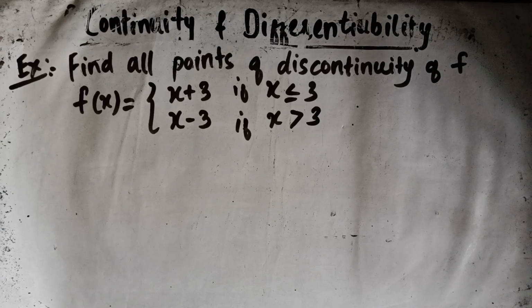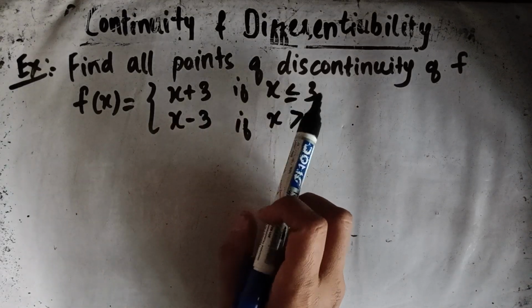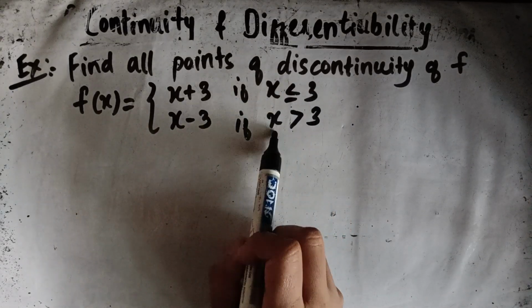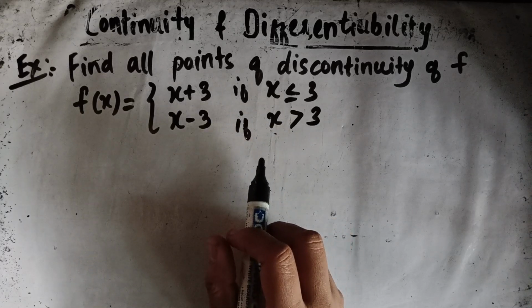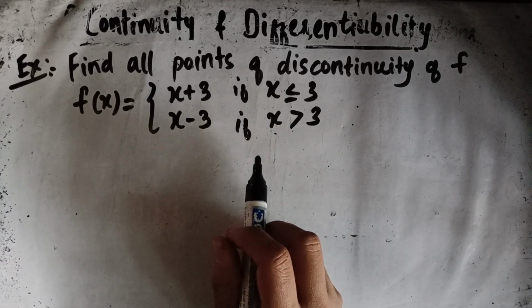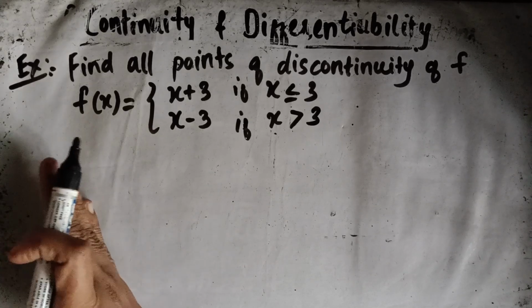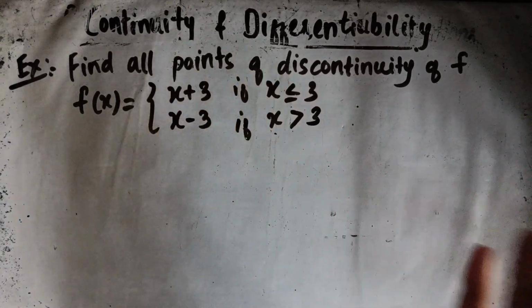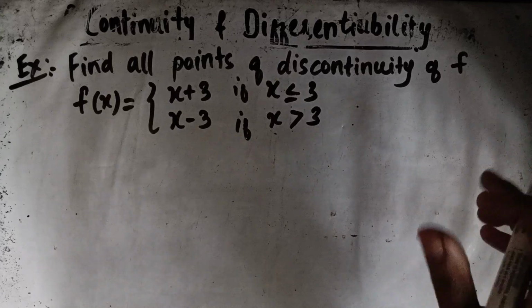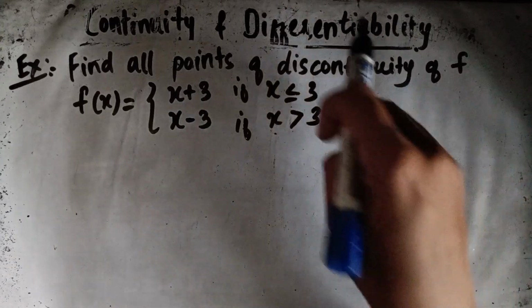Let's do one example. You have to find all points of discontinuity of f. Okay, and f of x is defined as x plus 3 for x less than or equal to 3 and x minus 3 if x is greater than 3. So we'll take one point, okay, where this function is continuous. So we have three conditions, right? Left hand limit, right hand limit, and the point where it is given.